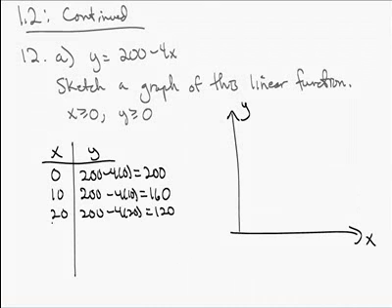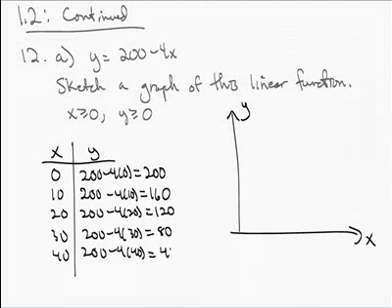And if x is equal to 30, we have 200 minus 4 times 30. 4 times 30 is 120. 200 minus 120 is equal to 80. If x is equal to 40, we have 200 minus 4 times 40. 200 minus 160, which leaves us with 40. And finally, if x is equal to 50, we have 200 minus 4 times 50. 4 times 50 is 200, so you're left with 0.